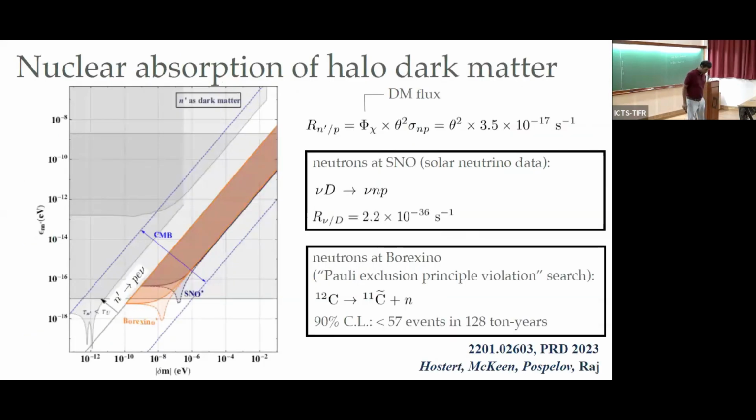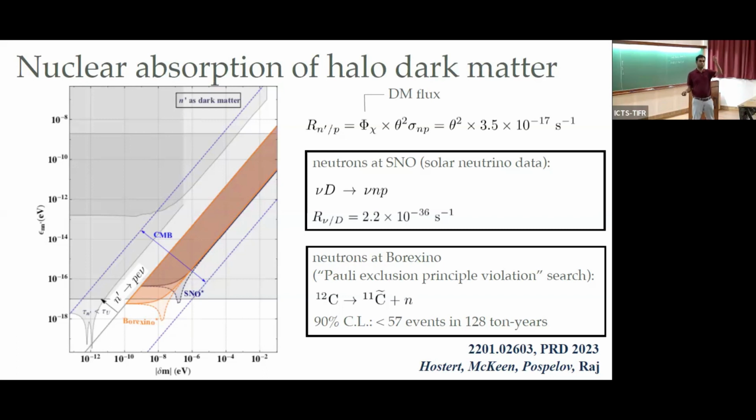Now, if the dark neutrons make up the dark matter of the universe, which they generically can, if they are long-lived enough, then just like neutrons get absorbed in nuclei, I can have the halo dark matter, the halo dark neutrons, absorbed in nuclei again, because this is just through quantum mixing.